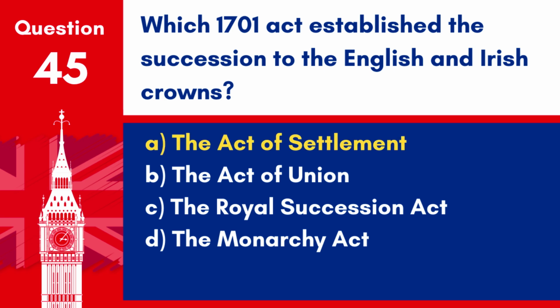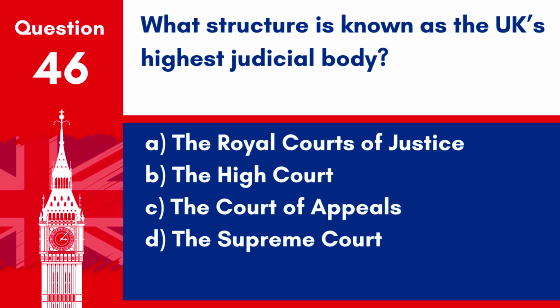Answer A. The Act of Settlement. The Act of Settlement 1701 established the succession to the English and Irish crowns, which was important for stabilizing the monarchy. Question 46. What structure is known as the UK's highest judicial body?